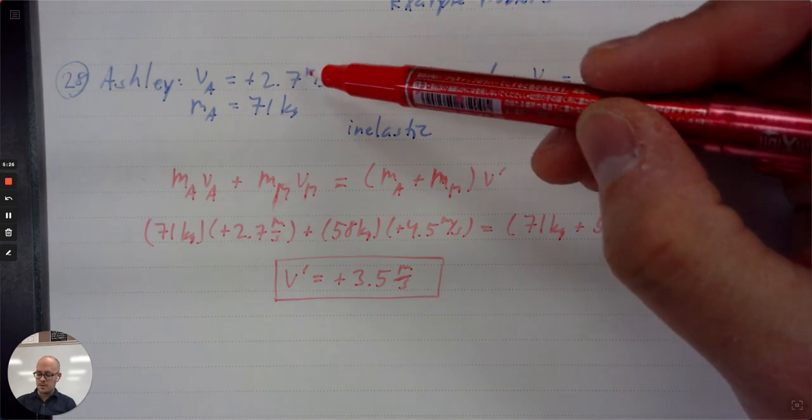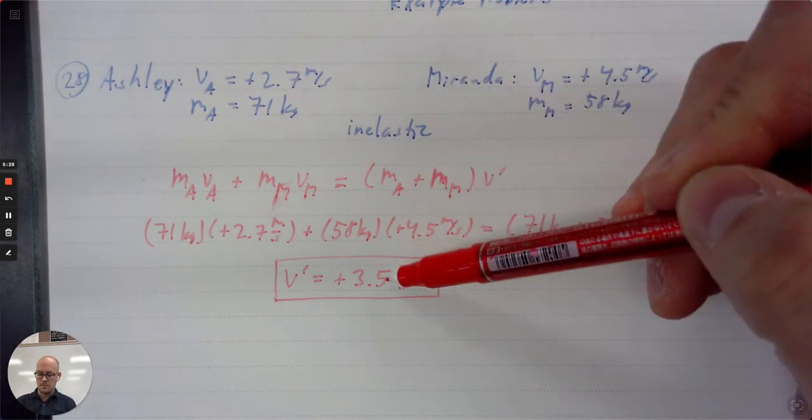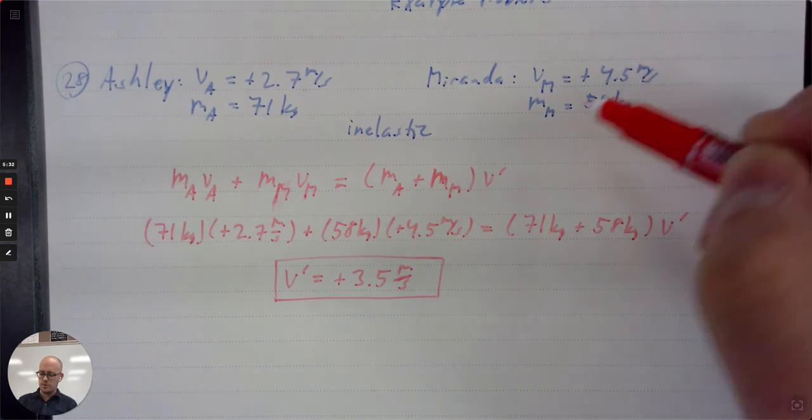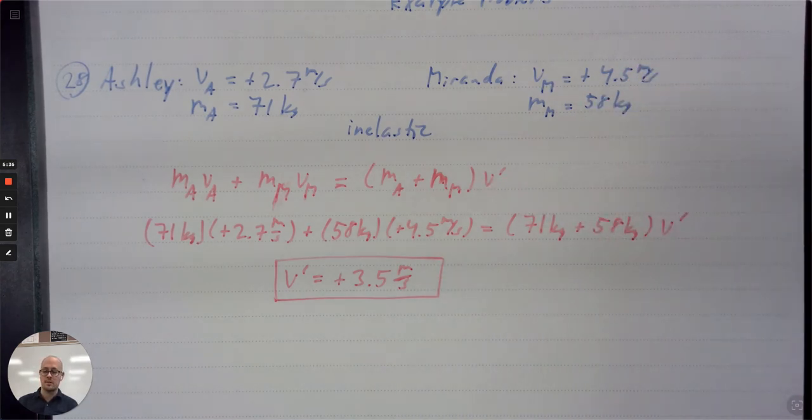But Ashley's velocity goes from 2.7 to 3.5. That's an increase of 0.8. Miranda's velocity goes from 4.5 to 3.5. That's a decrease of 1 meter per second. So the larger mass object will always experience a smaller change in velocity.